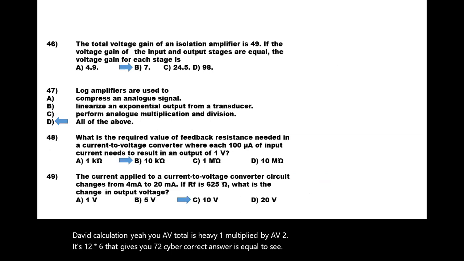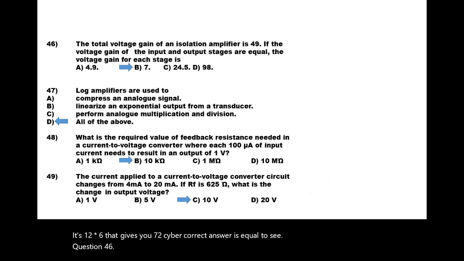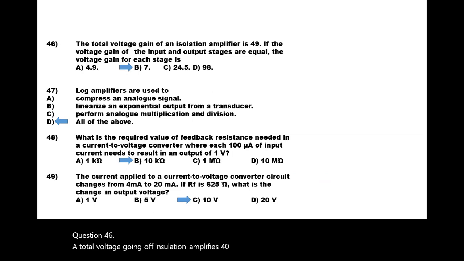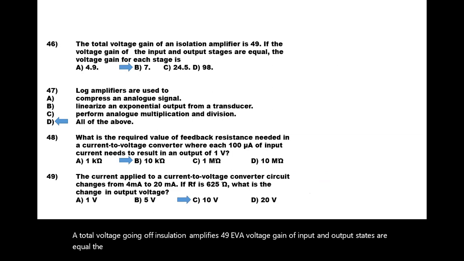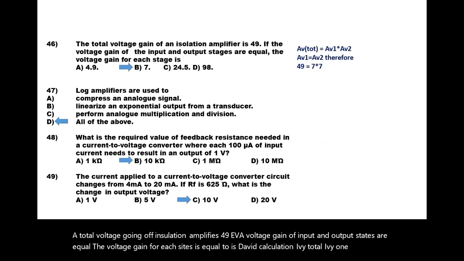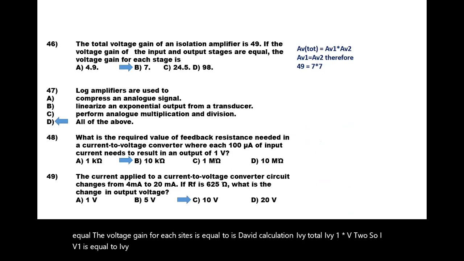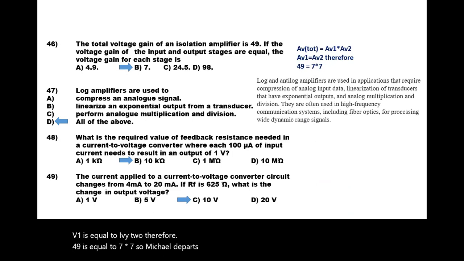Question 46. The total voltage gain of the isolation amplifier is 49. If the voltage gains of the input and output stages are equal, the voltage gain for each stage is equal to, let's do the calculation, AV total is AV1 multiplied by AV2. So AV1 is equal to AV2, therefore 49 is equal to 7 times 7. So my correct answer is going to be B.